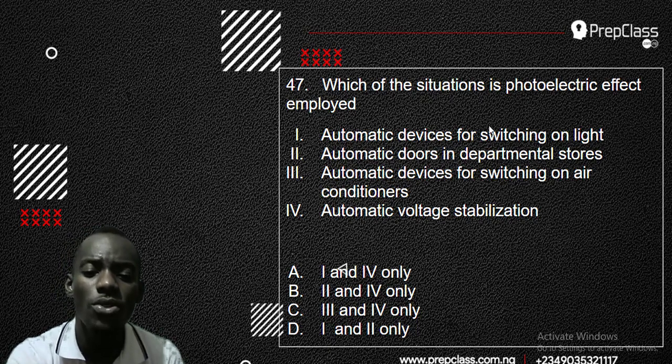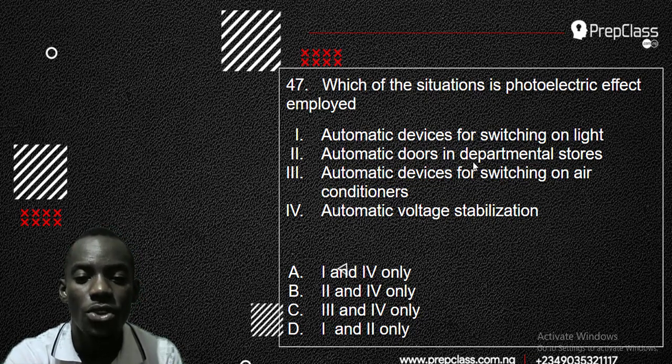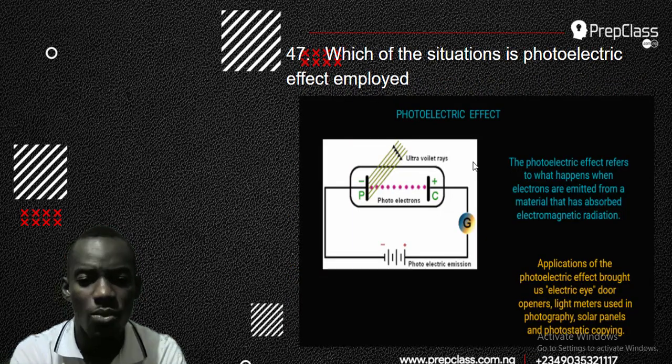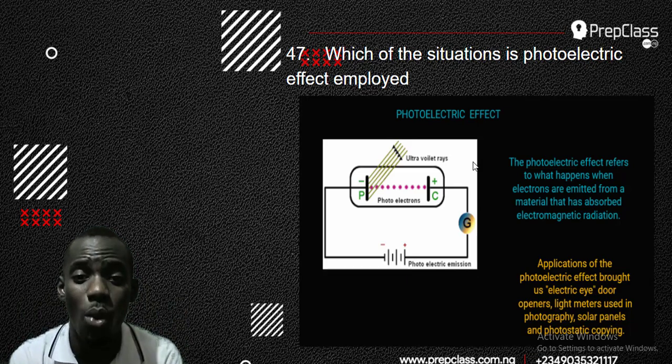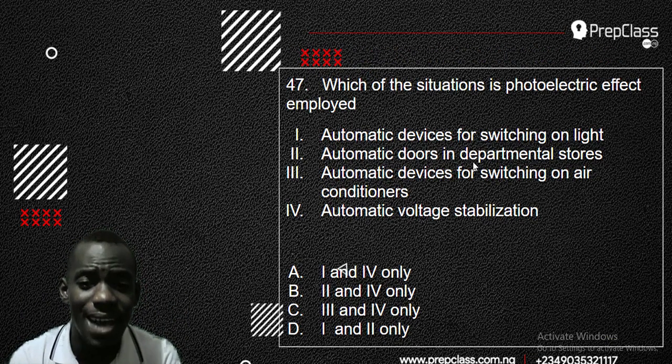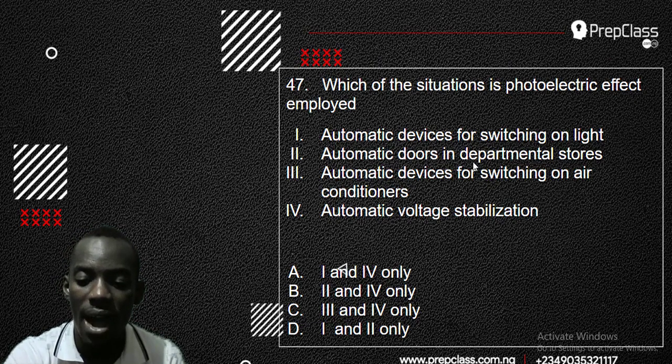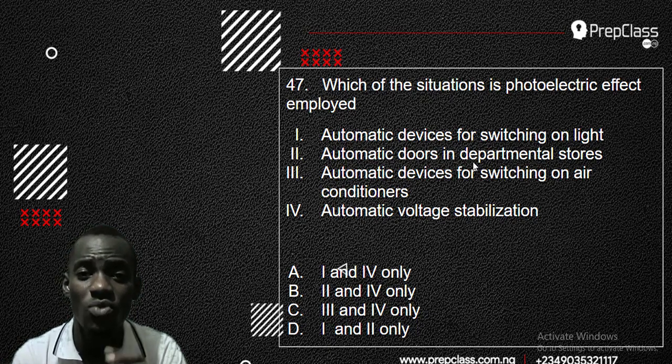Now actually, let's take a look at the photoelectric effect. All I just explained here was to broaden your scope of what the photoelectric effect means. But you must know that my answer is only in options 1 and 2. Before I explain that, I want to pick my answer. My answer actually is the automatic device for switching on light.